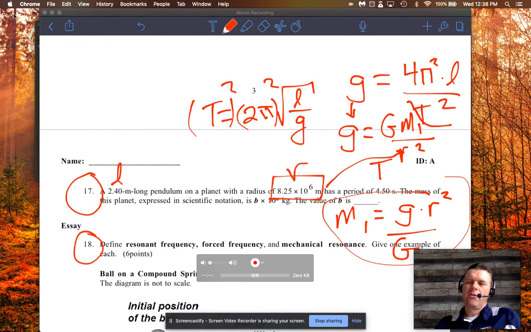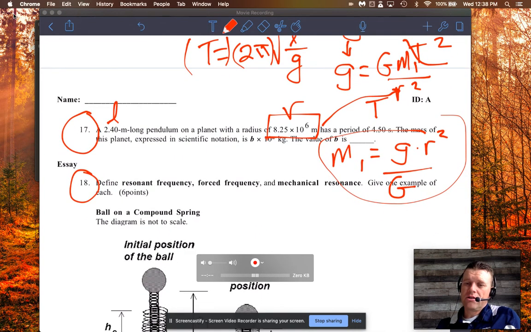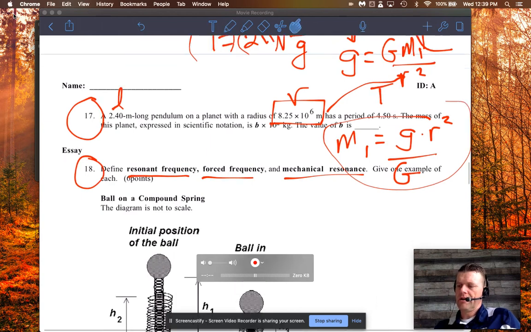Using a pendulum, you can find all kinds of stuff. Don't forget this either. I tried to post a short video on resonant frequency, forced frequency, and mechanical resonance. For sure, you should be able to define those, know the difference between all three of them, and be able to give me an example. You can use the examples I shared or come up with one on your own. You'll see why when we get into studying waves: there's a huge correlation between what we're learning right now in Chapter 7 and the physics of waves and understanding wave anatomy. That's why I want you to understand that theory.